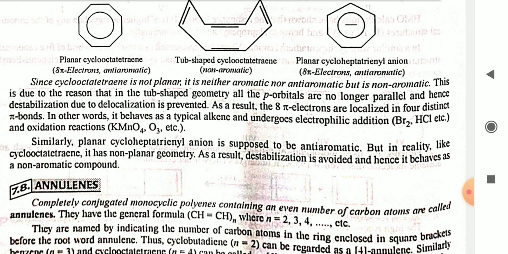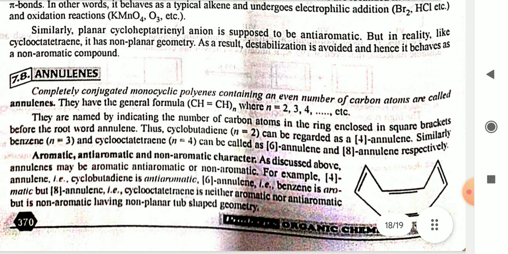Similarly, planar cyclooctatetraenyl dianion is supposed to be anti-aromatic, but in reality, like cyclooctatetraene, it has non-planar geometry. As a result, destabilization is avoided and hence it behaves as a non-aromatic compound.